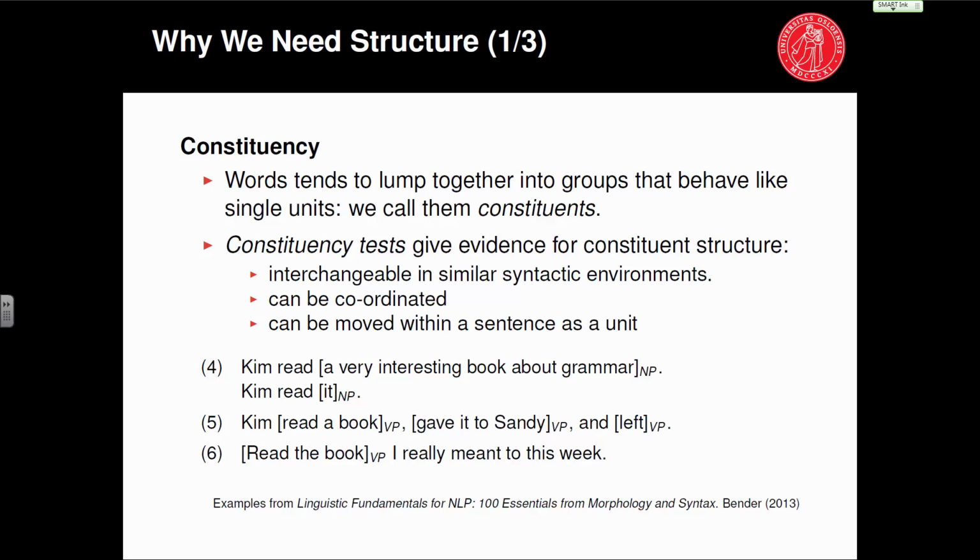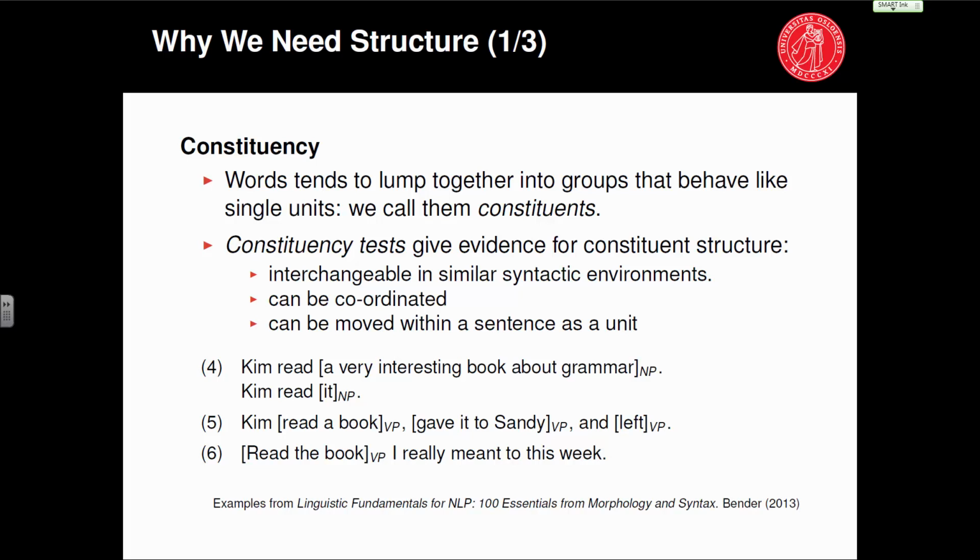Finally here, I'm moving something around. Read the book, I really meant to this week, didn't you? Or a very interesting book about grammar, all of you have at home. So that's a mechanism in English where I can take the normal canonical form of a sentence, if you will, and highlight one of the elements, and I highlight it by moving it to the front. That's called topicalization. I make it the topic of the utterance. It receives more focus that way, more weight.